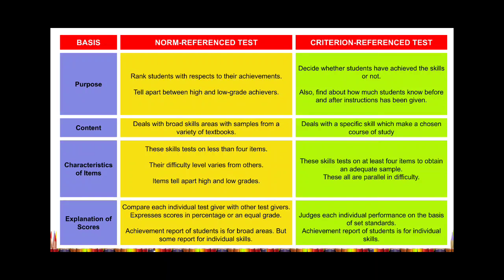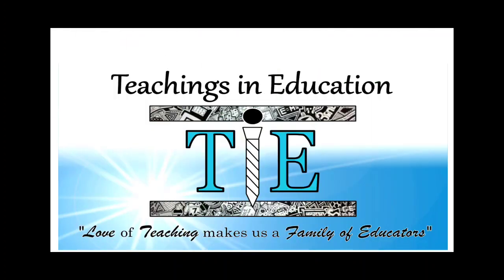While the explanation of scores of the two, NRT compare each individual test giver with other test givers and expresses scores in percentage or an equal grade. The achievement report of students is for broad areas, but some report for individual skills. While in CRT, it judges each individual performance on the basis of set standards, and achievement report of students is for individual skills. So, to understand more about the norm reference test and criterion reference test, let me show you a short video.